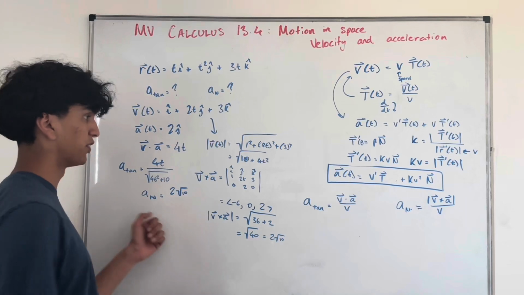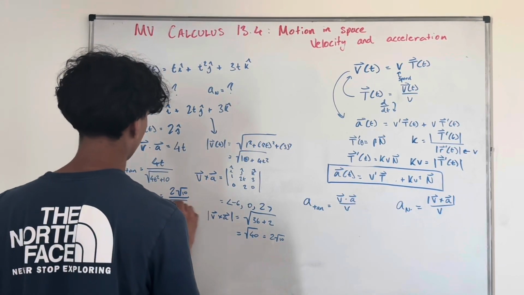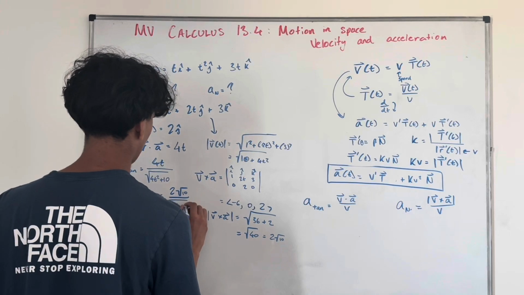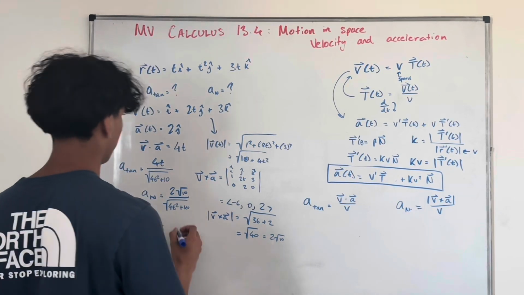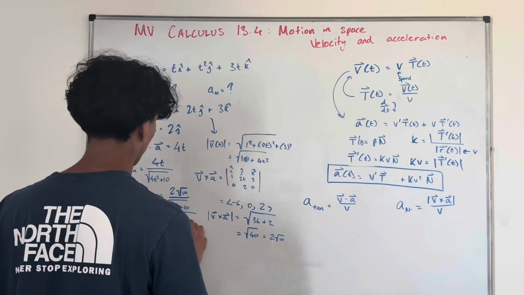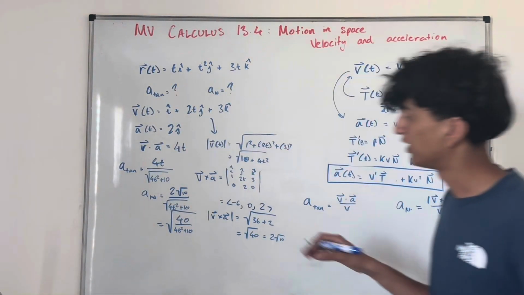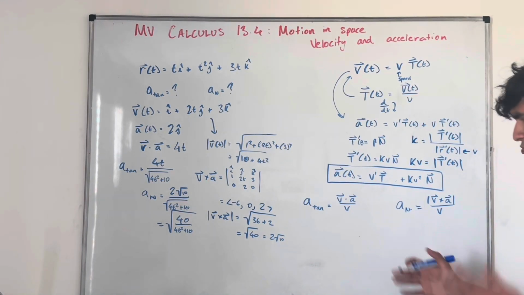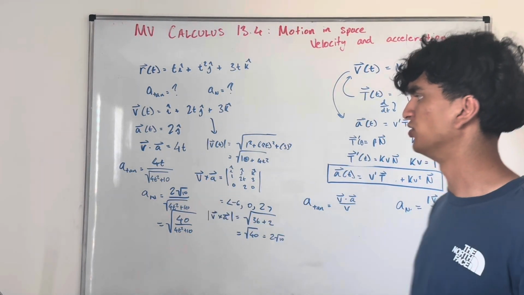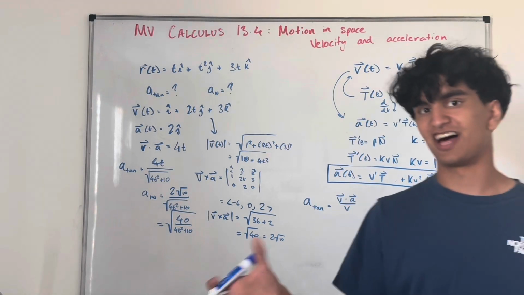The normal component is the magnitude over the magnitude of v. So 2 root 10 over the square root of 4t squared plus 10. In fact, I can make the whole thing the square root of 40 over 4t squared plus 10. I don't really have to factor anything out, I guess I could divide by 2. Doesn't really matter. That has been motion in space, velocity and acceleration.